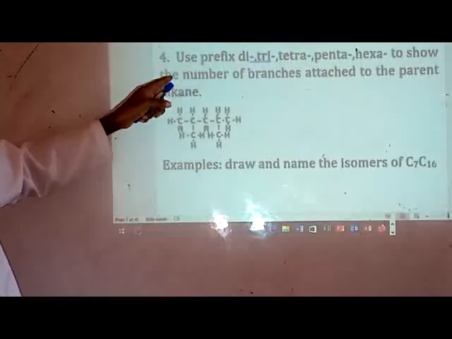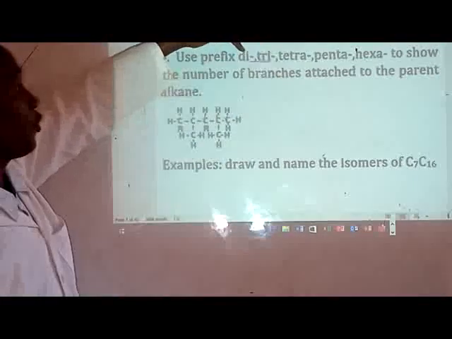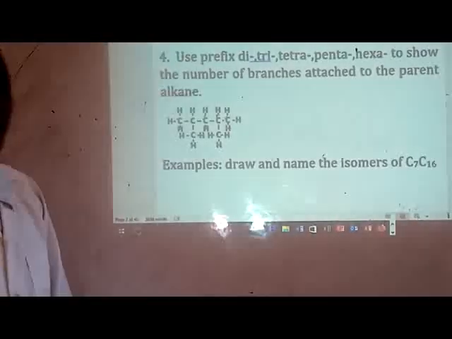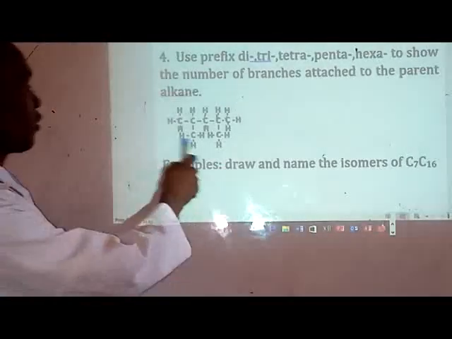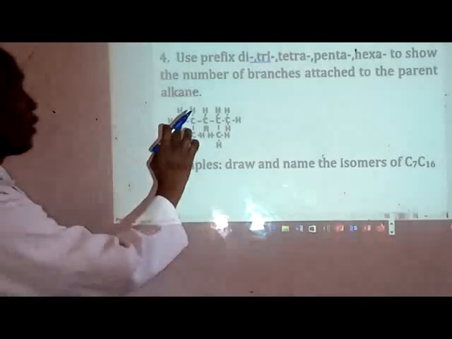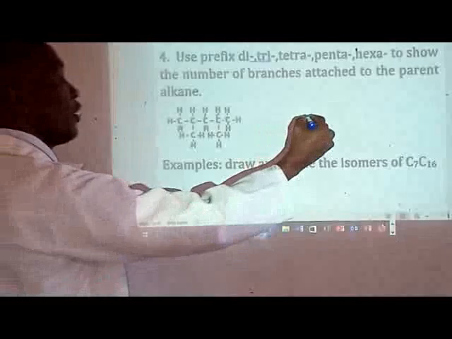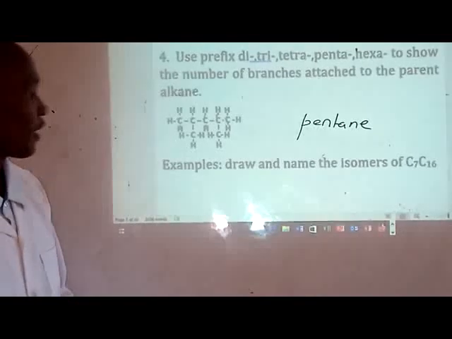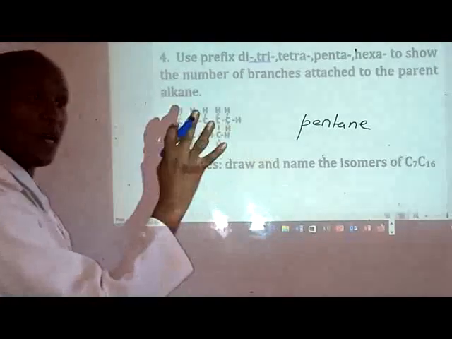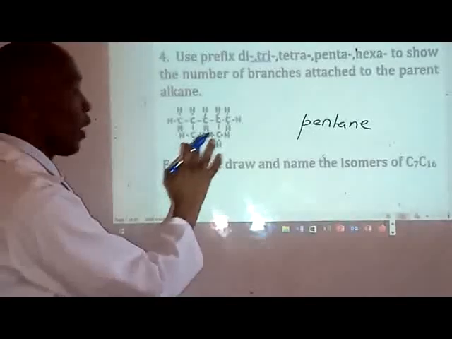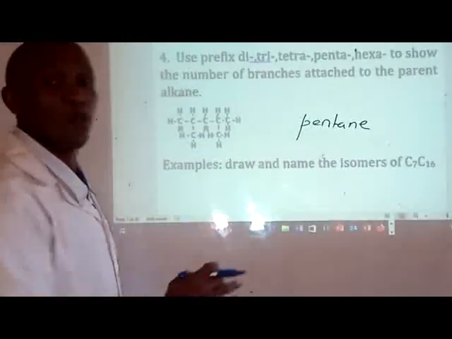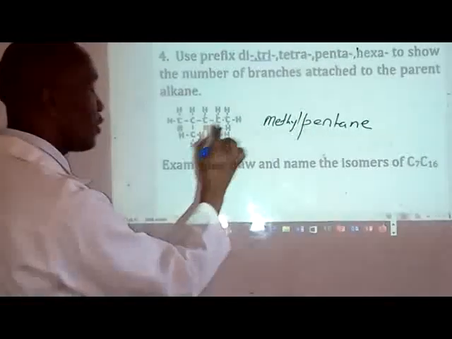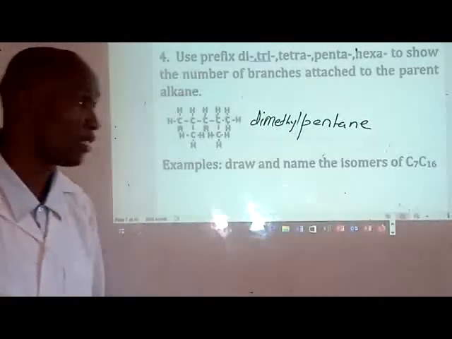Now, if I have more than one of the branches, then I need to use di, tri, tetra, and so on to show the exact number of the branches. For instance, the compound I have here, let's try to name it. 1, 2, 3, 4, 5. It is derived from pentane, the compound that has 5 carbon atoms. Now there are 2 branches, each of which has 1 carbon atom. So I have methyl branches, and there are 2 of them, so it is dimethyl.